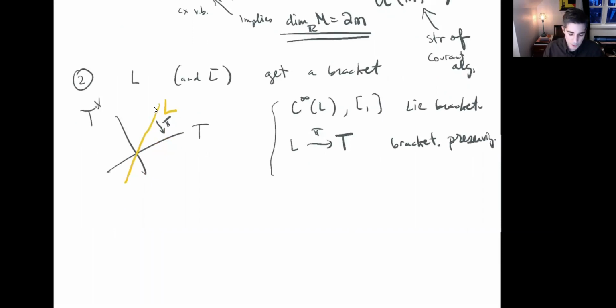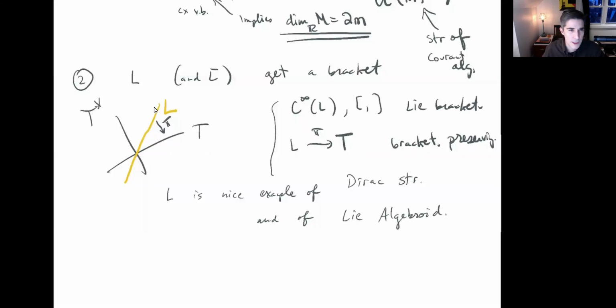And this turns out to be a nice example of what's called a Dirac structure, or also a Lie algebroid. You can see the pattern.